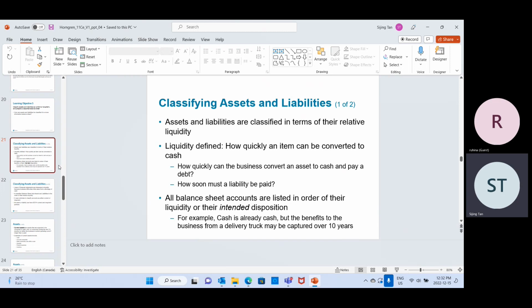the next one, we're going to talk about how assets and liabilities can be classified for more informative balance sheets. Assets and liabilities are classified as either current or long-term based on their liquidity. Okay? Liquidity is the measure of how quickly the item may be converted to cash.